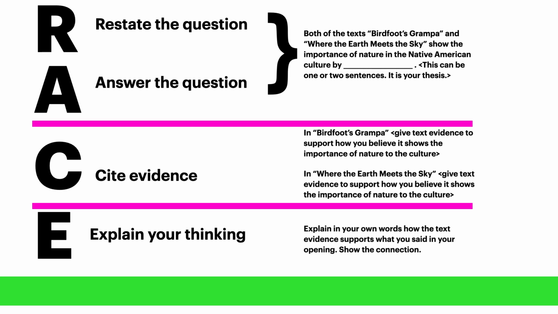When you get to the short answer question, remember to use the RACE strategy as you answer. That means you start out your answer by restating the question and answering it with your thesis. Then you will cite evidence, meaning give specific text evidence from both texts that support your answer, and explain your thinking using commentary or words of your own which explains and supports what you said in your opening. This is especially where you will show the connection between the two texts.